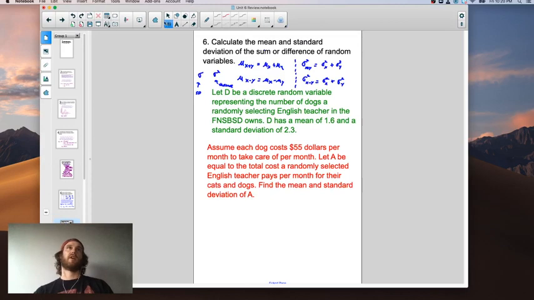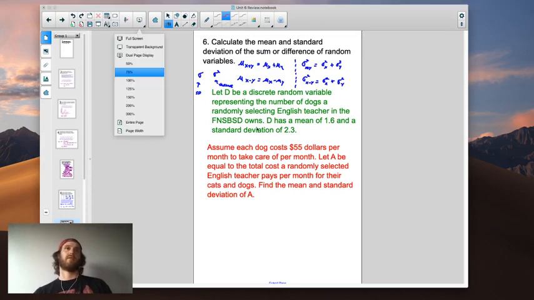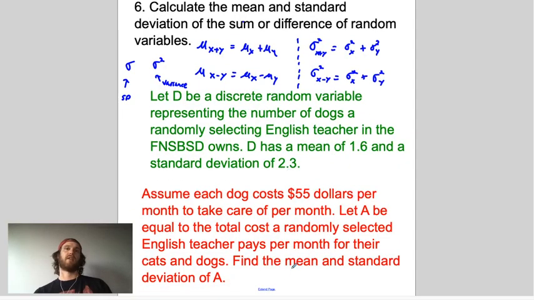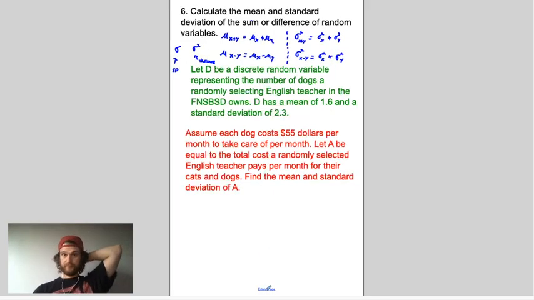All right, now let's look at this problem. We want to know how much it costs for a randomly selected English teacher to take care of their cats and dogs, and we're trying to find the mean and standard deviation. Okay, so the mean, we'll call this A. The expected value of A is equal to the mean of, and here A will be equal to $35 times the number of cats plus $55 times the number of dogs.